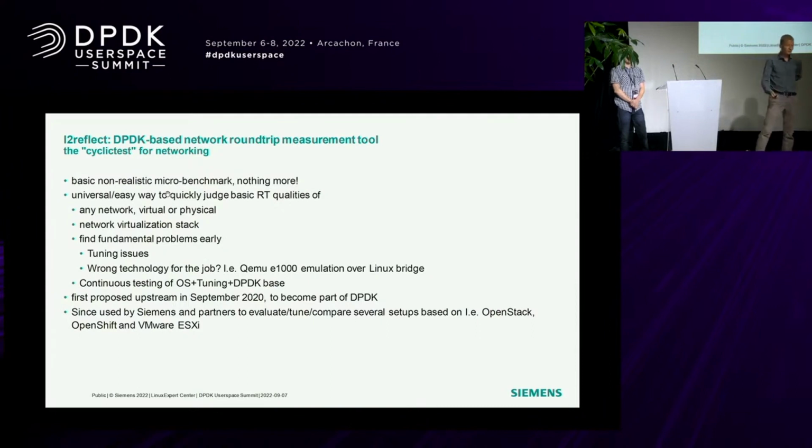And interestingly, for us, the most interesting thing is that you can judge a virtual network. You take your application from native into a container. Does that change anything? You take it into a VM, which virtualization mechanism is the fastest? You can answer these questions pretty easily. It helps you find tuning problems, and it helps you quickly detect, for example, if you lift the reflection app into a QEMU with E1000 emulation and run the whole thing over a Linux bridge, that that's not the best idea, pretty quickly.